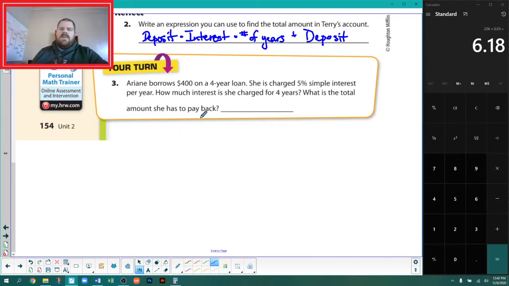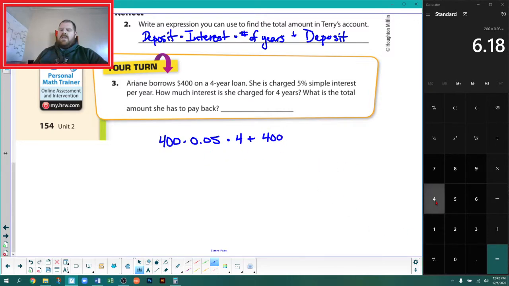So anyways, we would do the same thing. It's just instead of a deposit, we have a loan amount. We would consider this to actually be that principal value. So we're going to take 400 times the interest, 0.05, times the number of years, 4, plus the original amount.